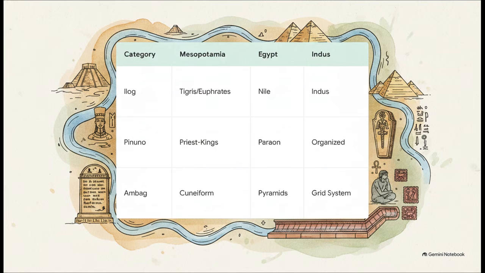For Pino, the ruler, Mesopotamia had priest kings, Egypt had the pharaoh, and Indus, well, actually, scratch that. Their rulers are kind of a historical mystery, but we know they were highly organized. And for Pangunahing Ambag, or key contributions, match Mesopotamia to cuneiform and the Code of Hammurabi, Egypt to mummification and pyramids, and Indus to the grid system and drainage. Lock this matrix into your memory for sure.